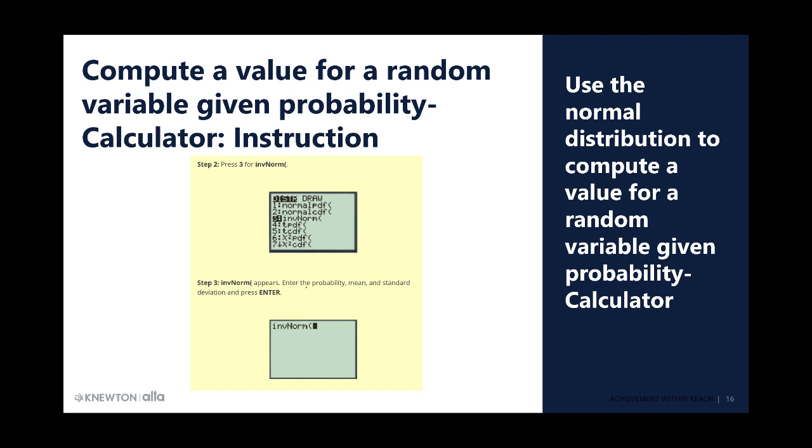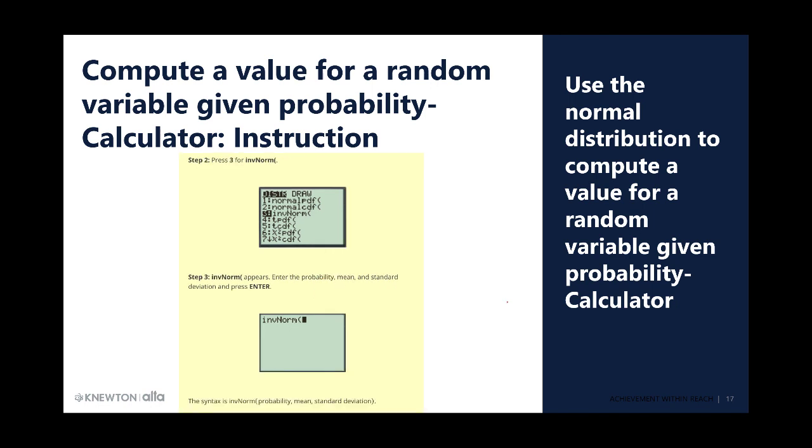The slide here says probability, but I like to instead think of it as an area, specifically an area to the left. Okay, so the calculator needs the area to the left, it needs the mean of your distribution, and it needs the standard deviation. And what it's going to do is just do the reverse of what we did, and it's going to tell you the z-score, or if it's not a standard normal distribution, it's going to give you the x value that leads to that specific probability.